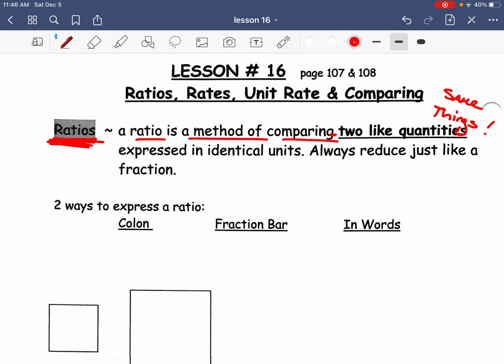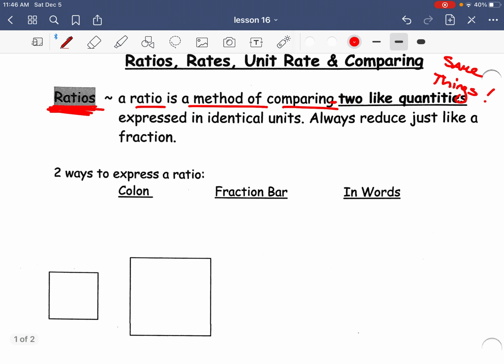So for example, if we're talking about this example down here, we're talking about a square being compared to a square. So we're comparing measuring units to measuring units. Always reduce. So if I have something that finishes like this, 7 to 70, it will not tell you, but definitely divide by 7 and divide by 7 for a final ratio.